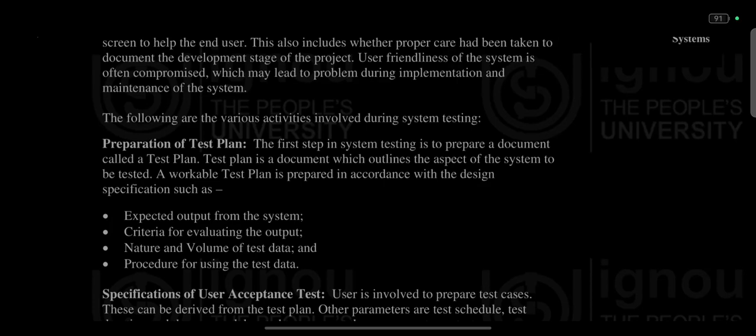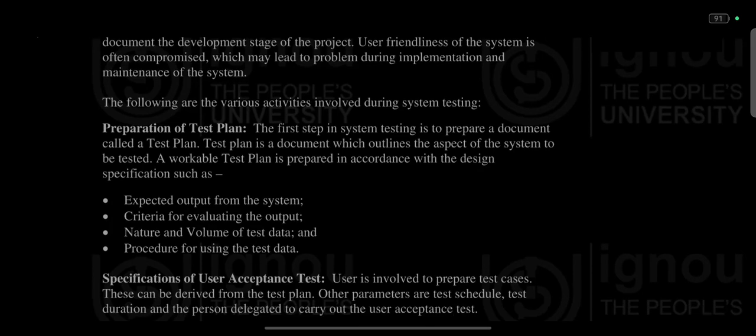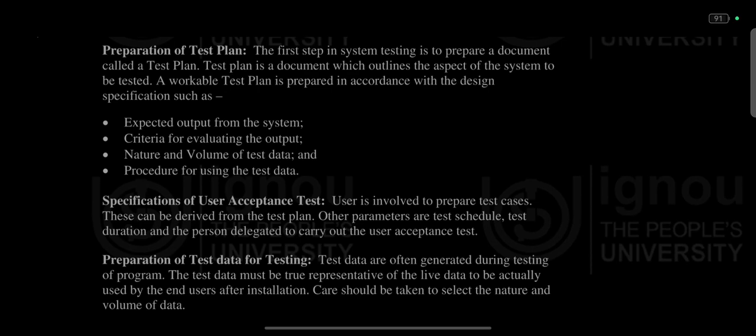The following are the various activities involved during system testing. Preparation of test plan. The first step in system testing is to prepare a document called a test plan. A test plan is a document which outlines the aspects of the system to be tested. A workable test plan is prepared in accordance with the design specifications such as expected output from the system, criteria for evaluating the output, nature and volume of test data, and procedure for using the test data.